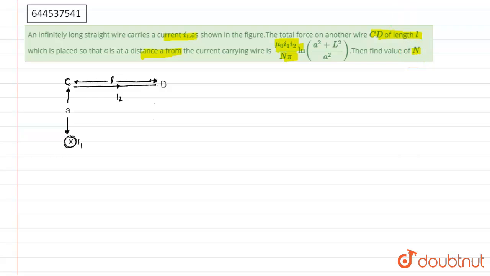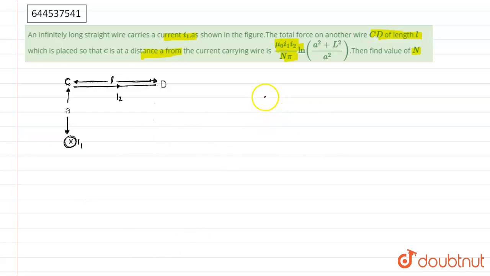Okay, so first of all we will find the force on that wire. According to the question, the wire is of infinite length, and the current in that wire is I1. The distance of point C from the wire is A, and the length of wire CD is L. The current in it is I2. Now we have to find the force on that current carrying wire.